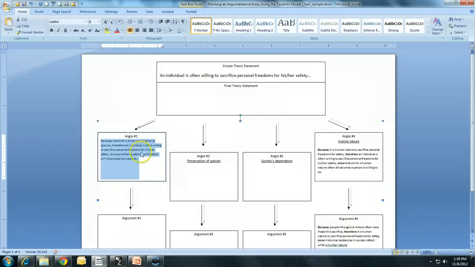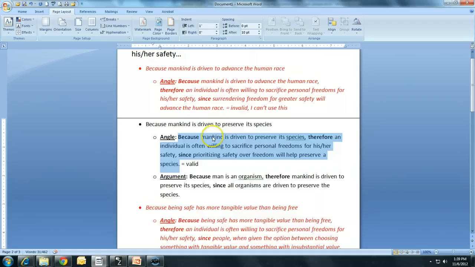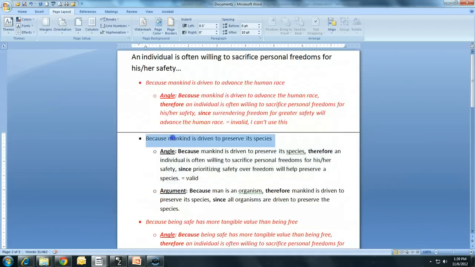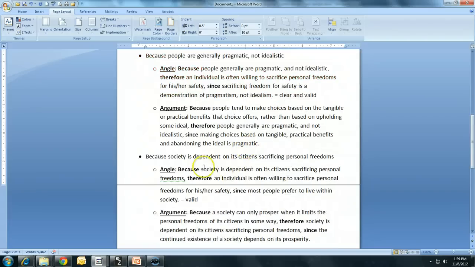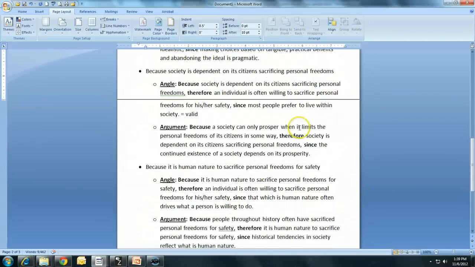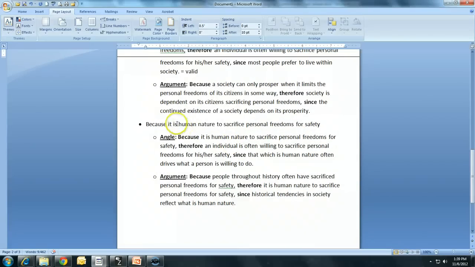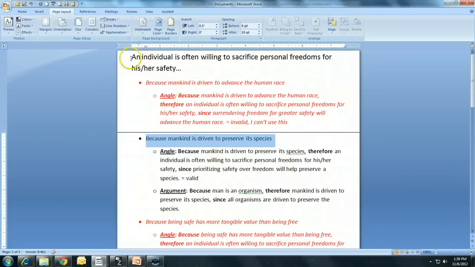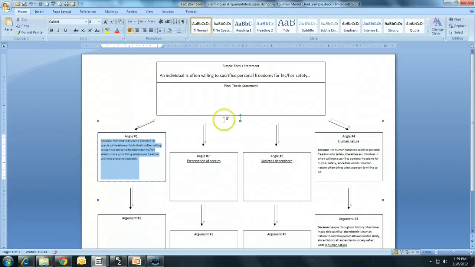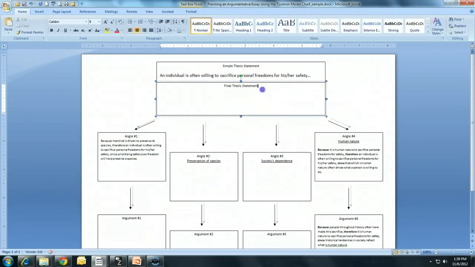I hope this has helped you out. Really, the last step that remains is taking all of the planning you've done, all of these ideas, my supporting claims: because mankind is driven to preserve its species, because people are generally pragmatic, because society is dependent on personal freedoms being sacrificed, because it is human nature to do this. Those four things will help me take my simple thesis and derive a final, focused, precise, closed thesis statement that would be more appropriate for an essay.